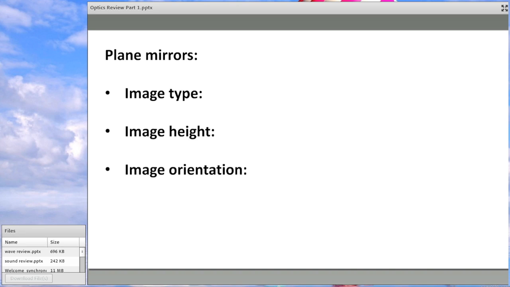Here it is again. Okay, so now plane mirrors. My students used to get really confused about this. Like, what is a plane mirror? It's just a regular flat mirror, like the kind you have in your bathroom.